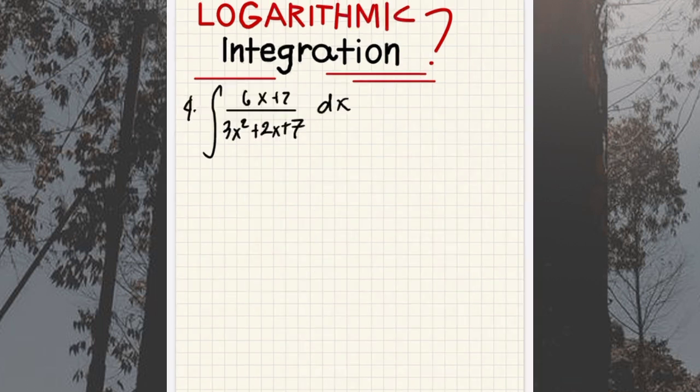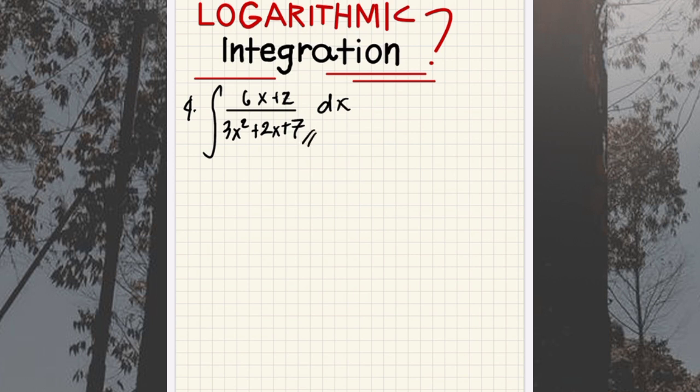Problem number 4 is the integral of 6x plus 2 over 3x squared plus 2x plus 7 dx. So this is a rational function, meaning a fraction with polynomials on top and bottom. So let's look closely. Our numerator is 6x plus 2 and our denominator is 3x squared plus 2x plus 7.